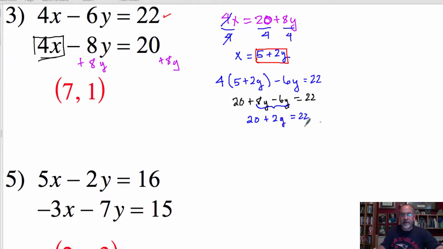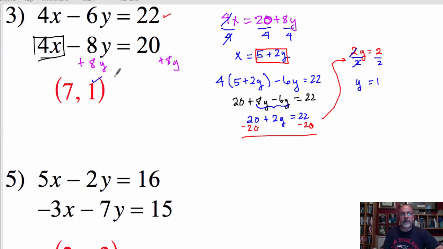Now that everything's been simplified, I want to get the y that I'm solving for by itself. So I'm going to subtract 20 from both sides. Again, I'm going to come up here. So it's going to give me 2y is equal to 2. And then I'm going to divide by 2. So the 2's reduced, leaving me y is equal to 1. So I have the first part of my ordered pair.